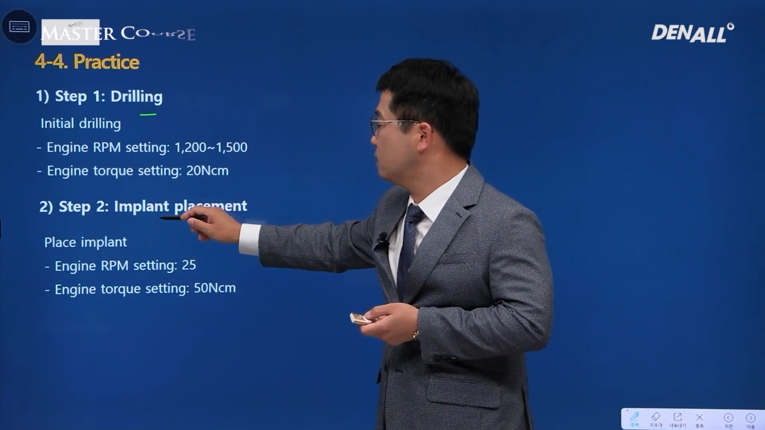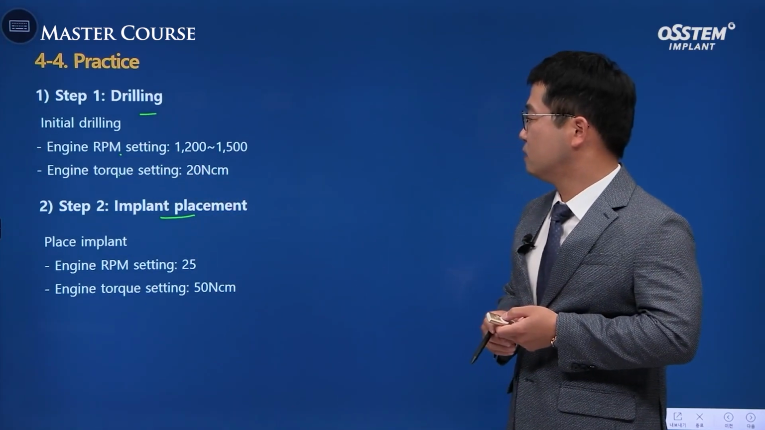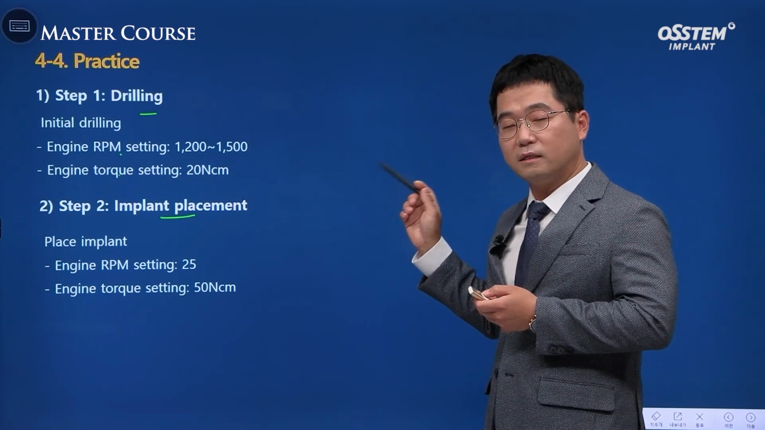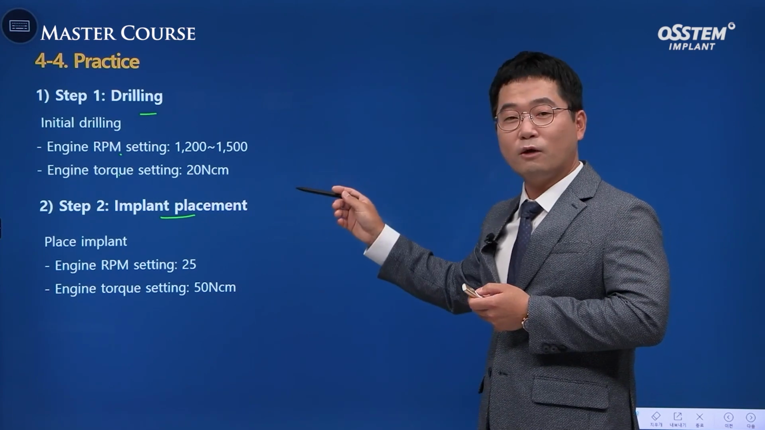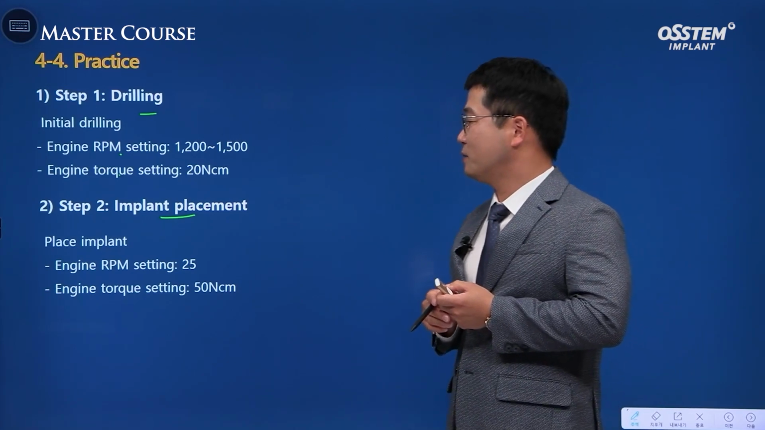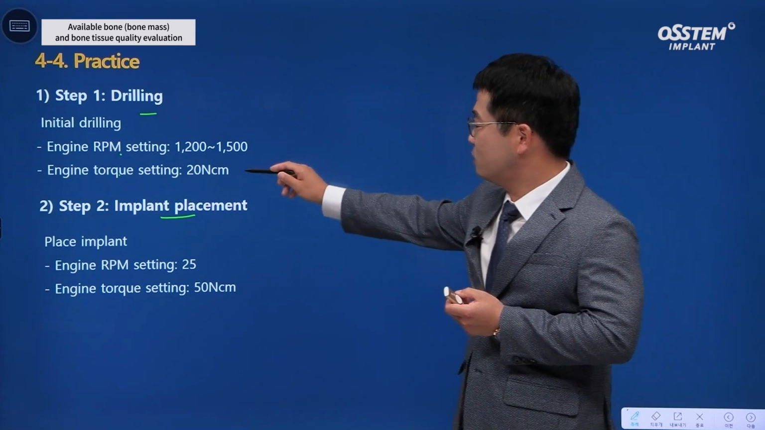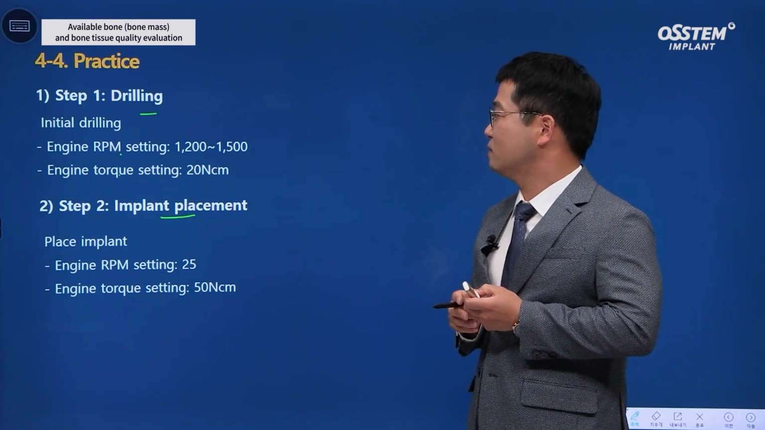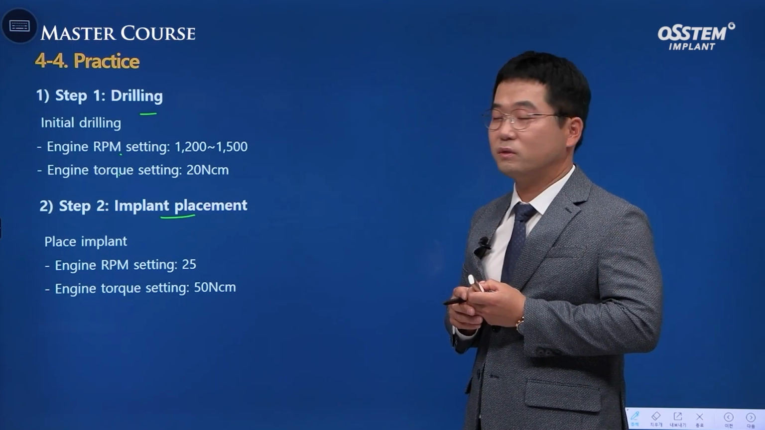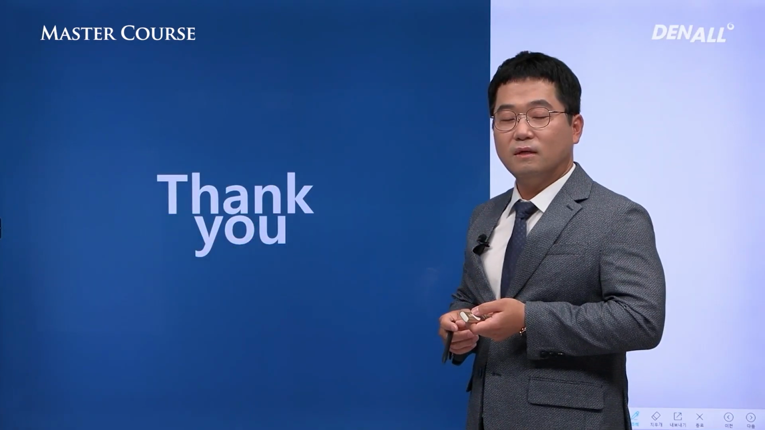Next, drilling and implant placement. There are these RPM and torque values. The reason why I included this content is because there are many problems associated with this. Dentists who are beginners, be careful, and you need to take note of RPM. You need to apply an appropriate amount of torque so that you don't make mistakes when placing implants. I would like to emphasize these two.